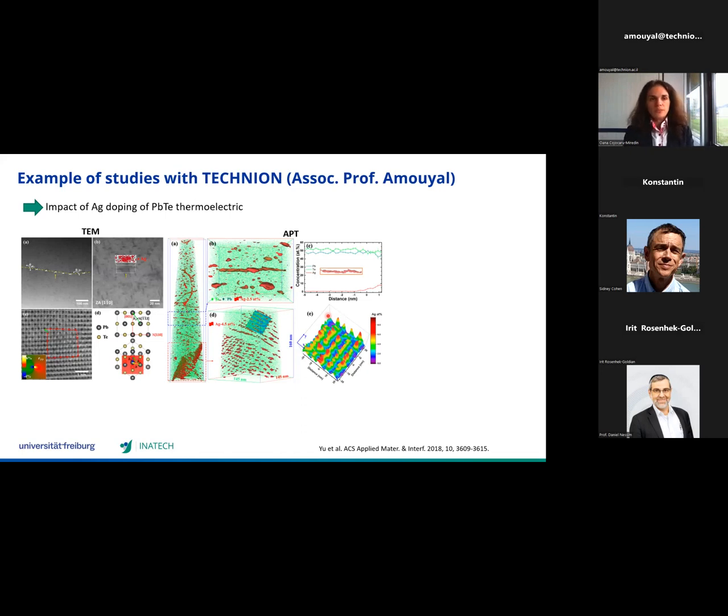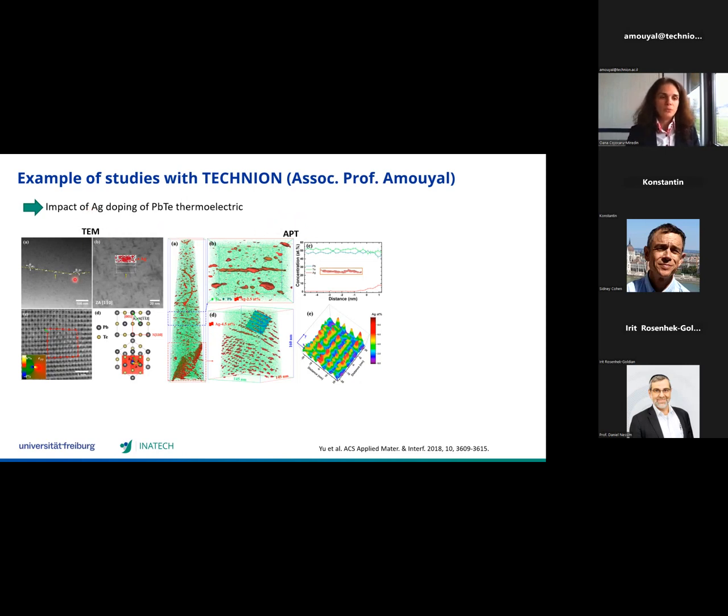What we studied here was basically to understand how silver impacts lead telluride thermoelectrics. To better understand the impact on the electronic properties, we had to understand how silver is redistributed within this material. We did a joint characterization. It is not yet really correlative in the sense that I will present at the end, but we investigated this sample using TEM and atom probe.